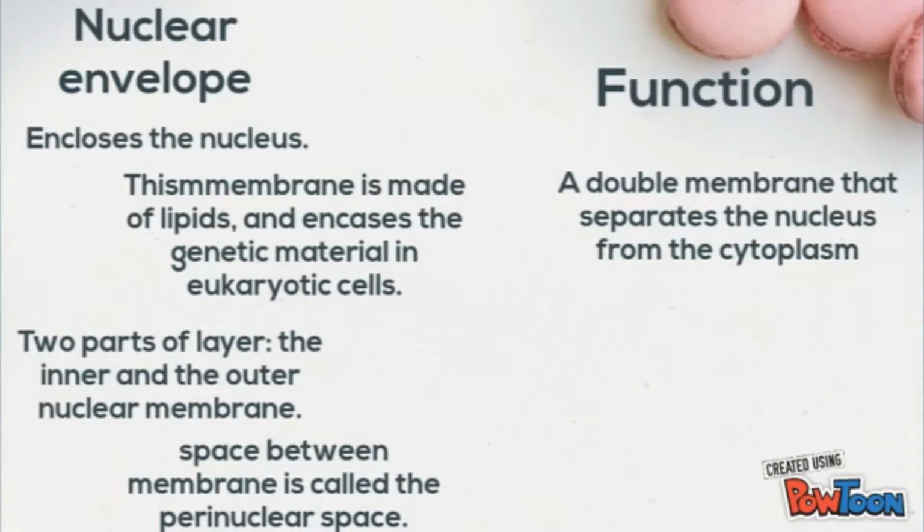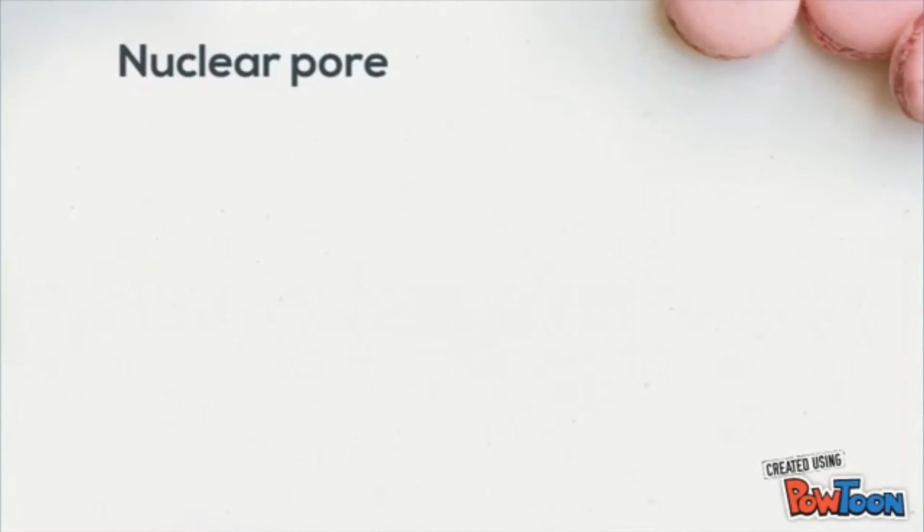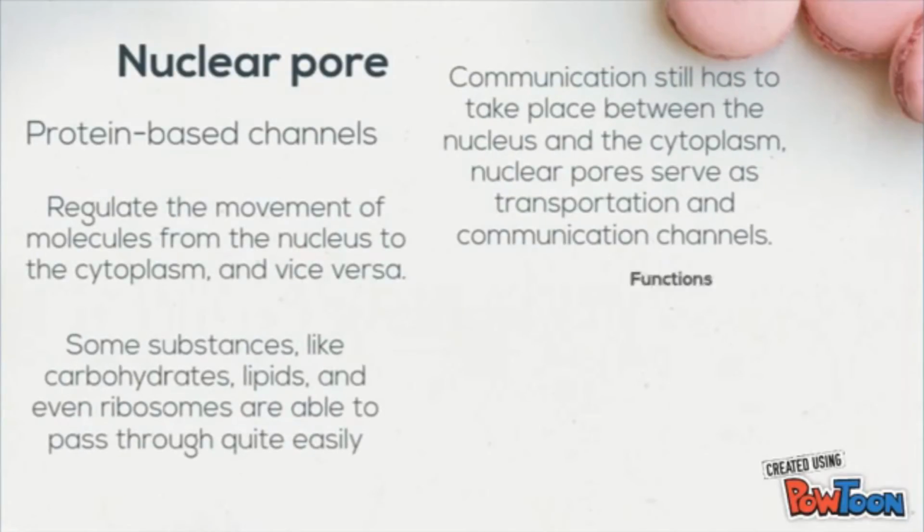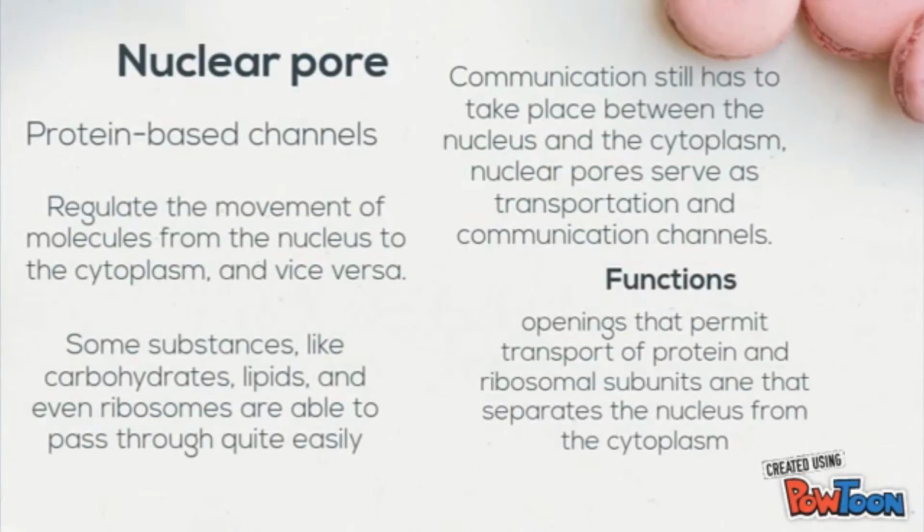There are two parts to this membrane, the inner and the outer nuclear membrane. There is a space between the membranes, which is called the perinuclear space, a double membrane that separates the nucleus from the cytoplasm. Nuclear pores are protein-based channels in the nuclear envelope. They regulate the movement of molecules from the nucleus to the cytoplasm, and vice versa, in most eukaryotic cells.